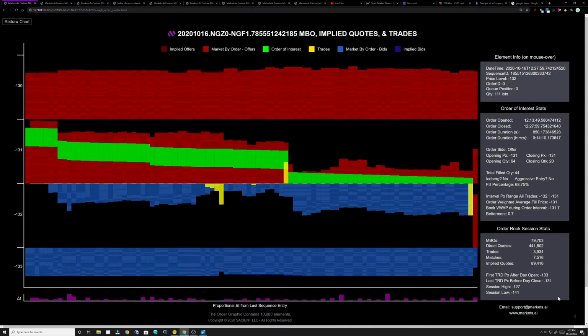Now, I want to talk about the x-axis down here because this is an unusual feature. One of the challenges in displaying information about MBO data is that it can become very, very large. So what this is, is a filtered set of all of the events that occurred on the order book that affected our order of interest.